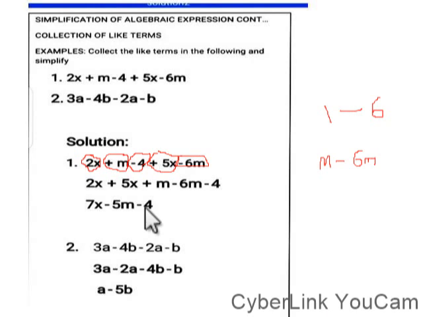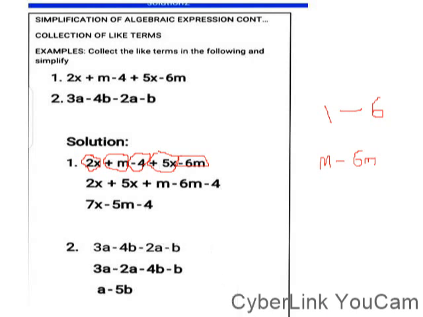Can we bring them together further? No, we cannot do that. Can you tell me the reason? Somebody may have gotten the answer. Yeah, the reason being that they are unlike terms. They are not like terms, so we cannot bring them together again. Alright, so that's the answer to that first one.